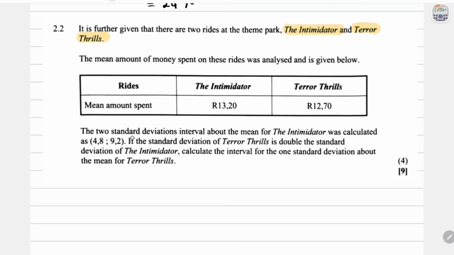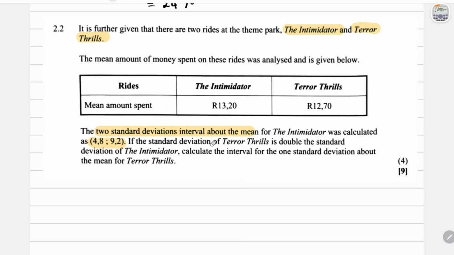Then they tell us about the 2 standard deviations interval about the mean. That is a very important thing to understand. So the 2 standard deviations interval about the mean for the Intimidator was calculated as this. So that's the interval for 2 standard deviations about the mean. Now explain what that means.